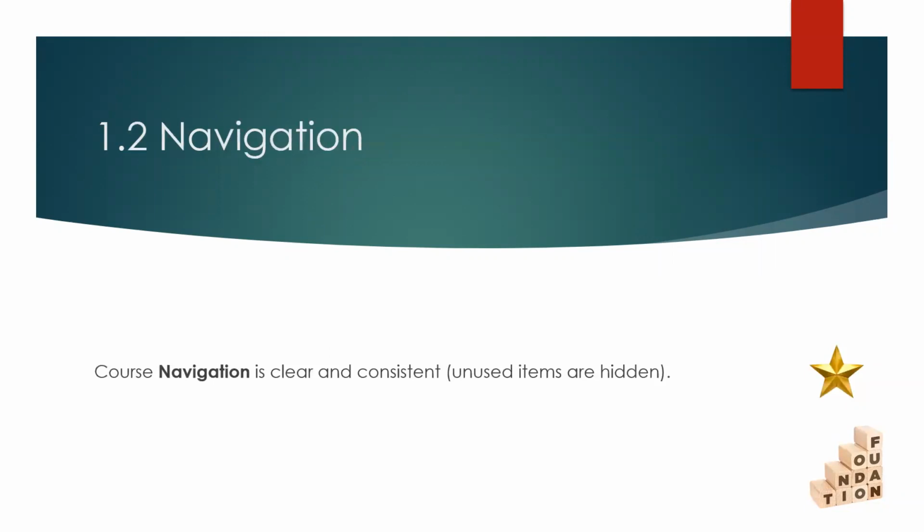So you want to make sure that the course navigation is clear and consistent. And I actually jumped the gun on the homepage and talked about the navigation pane. You want to make sure that unused items are hidden, and it's very easy to do. And the checklist will point you to the Canvas guide if you don't know how to do that. This is also an essential item, and it's foundational to the design of the course.